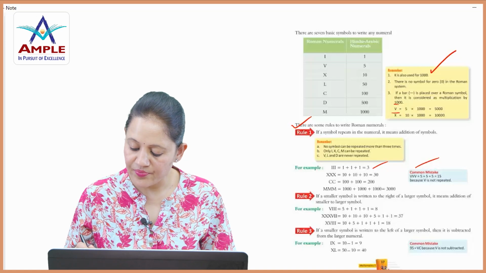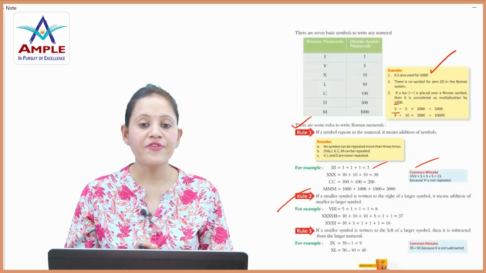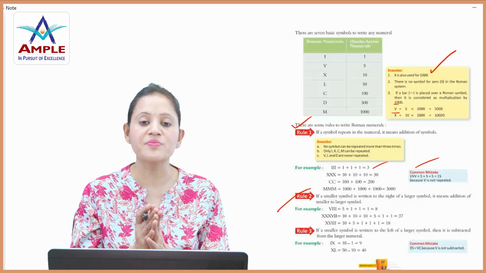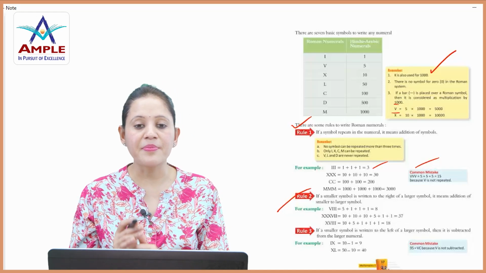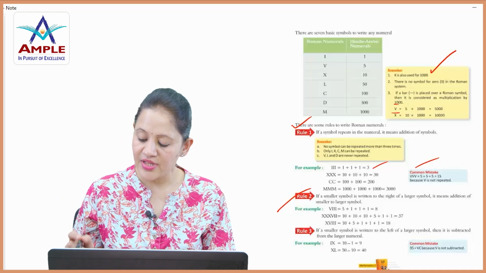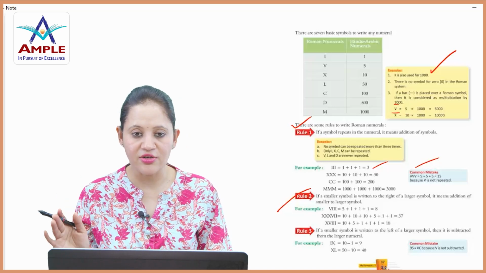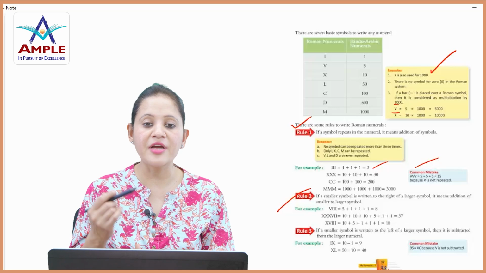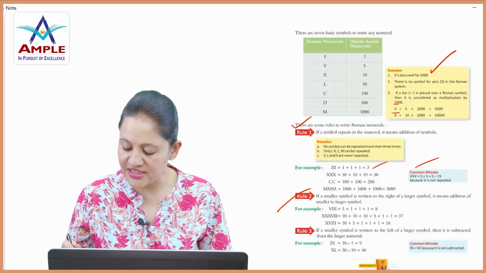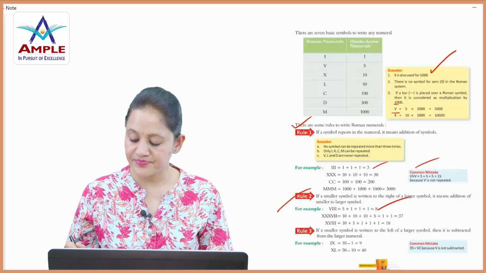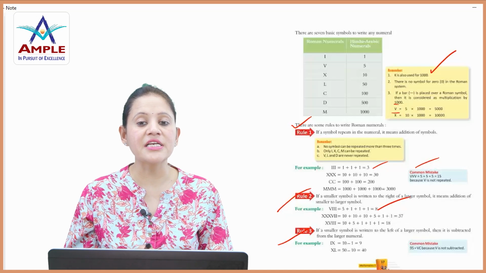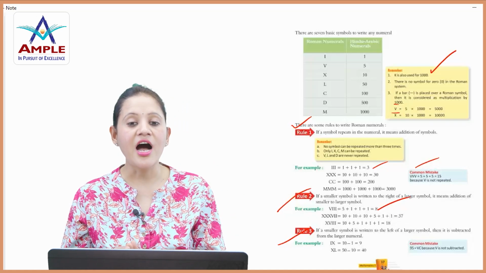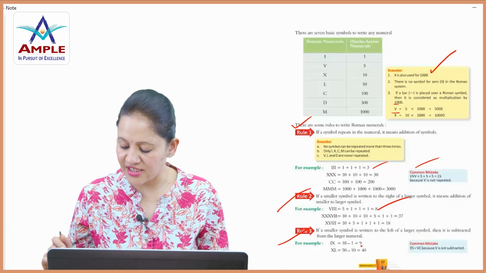Next, rule number 2. If the smaller symbol is written on the right of the larger symbol, that means the addition of the smaller to the larger symbol. For example, VIII. So the smaller symbol is written to the right of the larger symbol, that means value will be added. So 5 plus 1 plus 1 plus 1, that is 8. Rule number 3. If the smaller symbol is written to the left of the larger symbol, that means value will be subtracted. IX, 10 minus 1, that is 9.